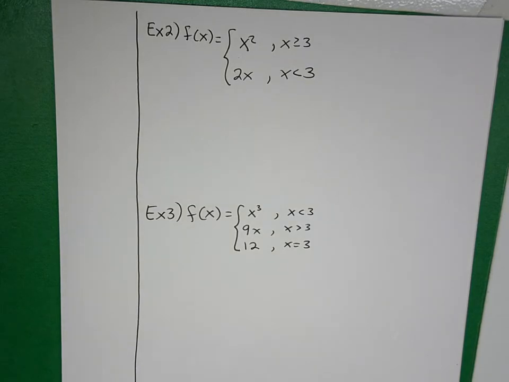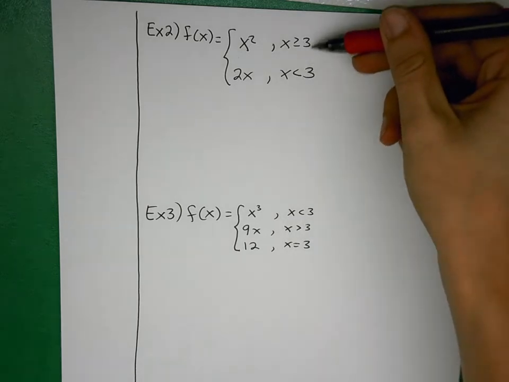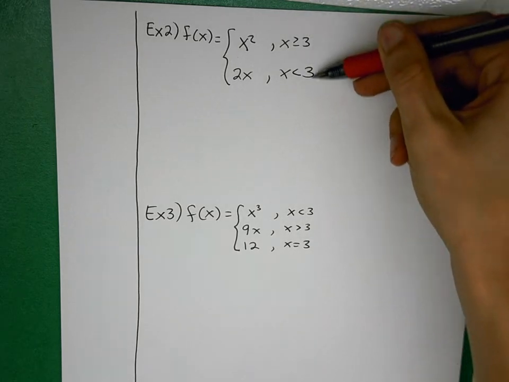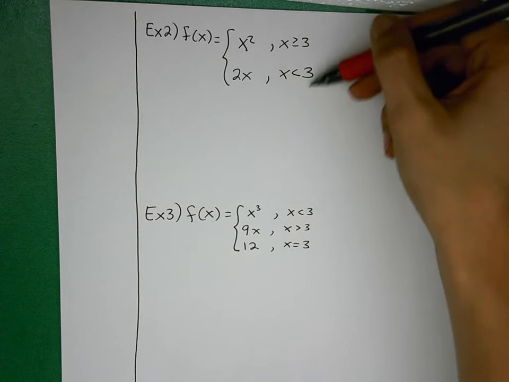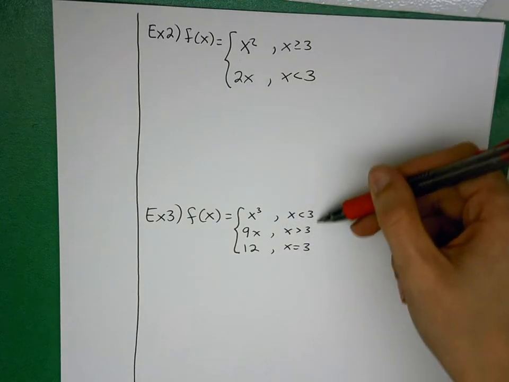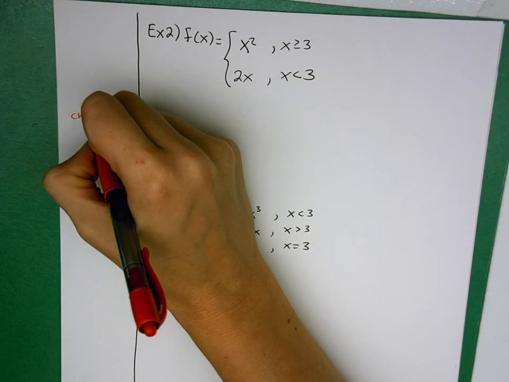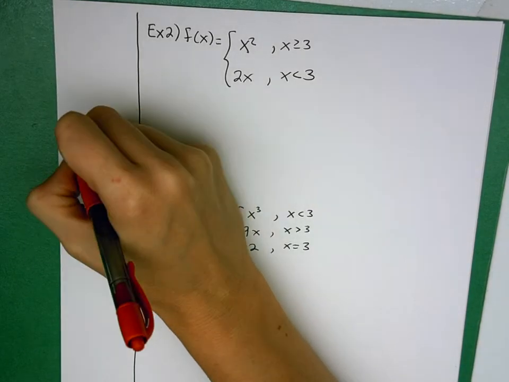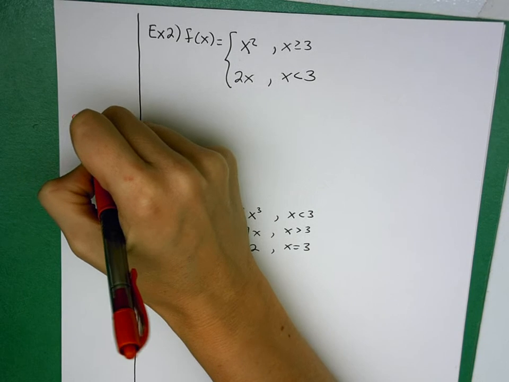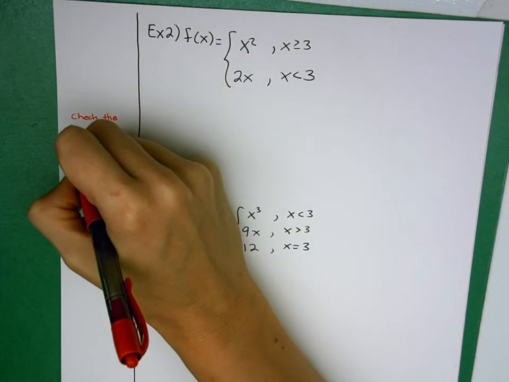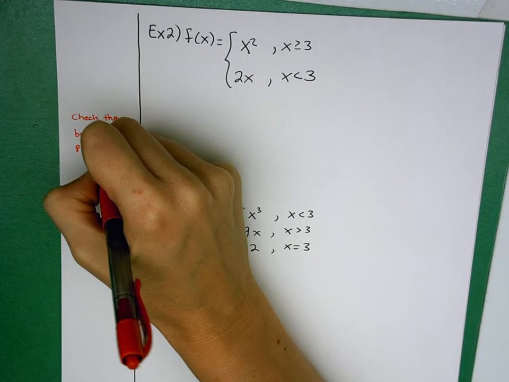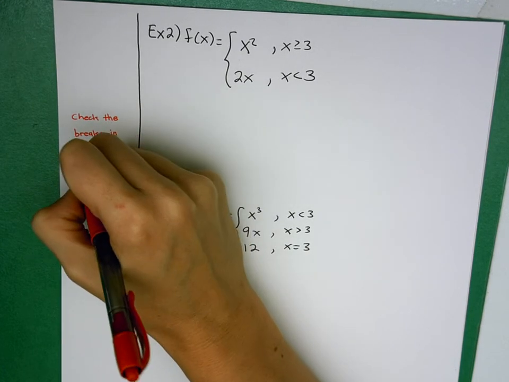Because the second place we want to check, besides where the denominator equals 0, relates to piecewise functions. And that second spot is the break in the piecewise. So right here we broke at 3. So we're going to check 3. Here, this function, we also broke at 3, and so we're going to check 3. So check the breaks in piecewise functions.